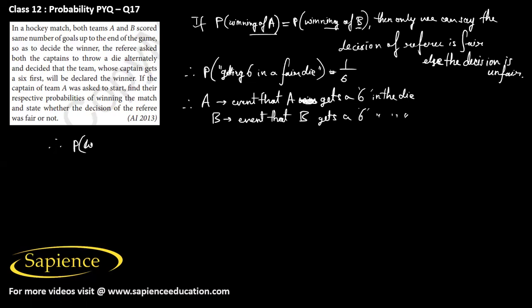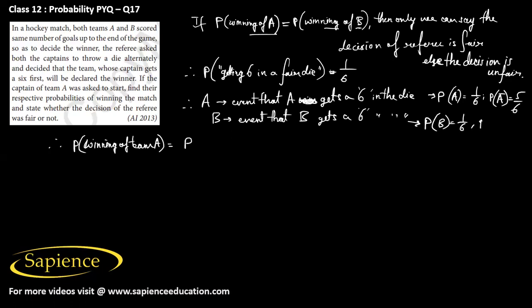So the probability of winning of team A, I can say from here, the probability that A gets a six, let's say it is event A. So P of A will be 1/6, and P of A complement will be 5/6. It means the probability that A does not get a six will be 5/6. Similarly, the probability that B gets a six is 1/6, and the probability that B does not get a six is also 5/6.